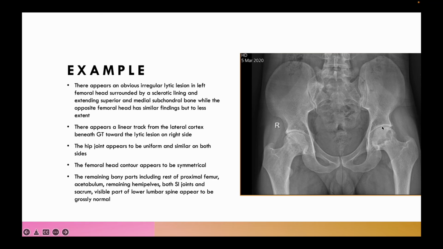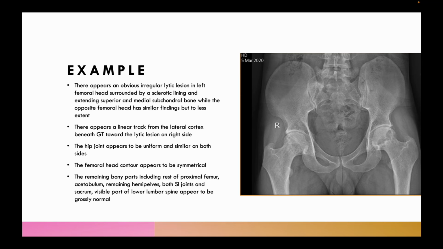The joint space on the superior part and the inferomedial part is same. The femoral head contour appears to be symmetrical and round on both sides. So the femoral head is spherical here and it is spherical here as well. So you have to comment that the femoral head contour appears to be symmetrical on both sides and spherical.